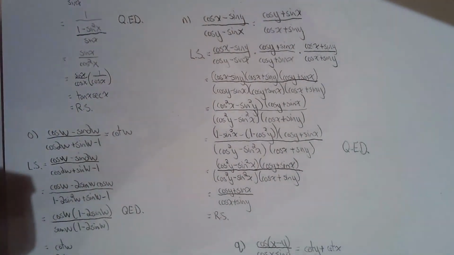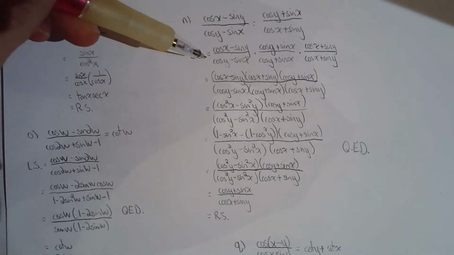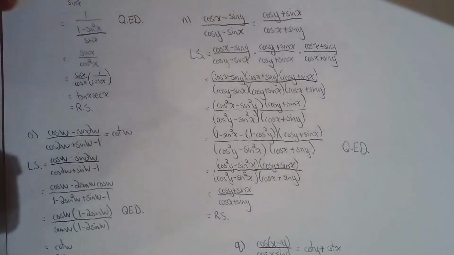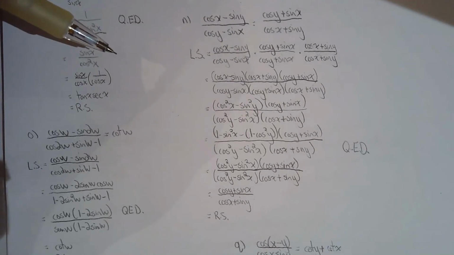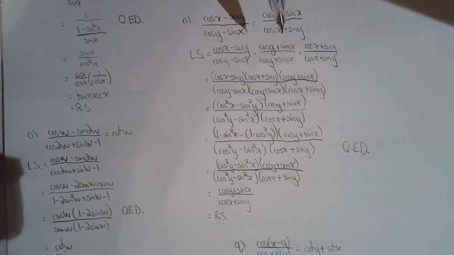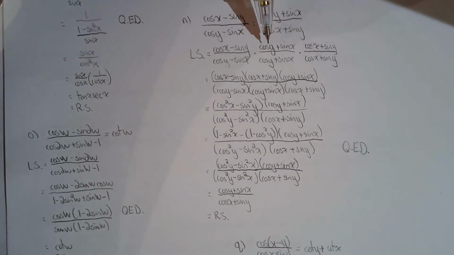So N, I work with the left side, but to be honest with you, this one, you could work with either side and the work is about the same. So I actually want to multiply by the conjugate of the numerator as well as the conjugate of the denominator. Okay, so this one's a little tricky.